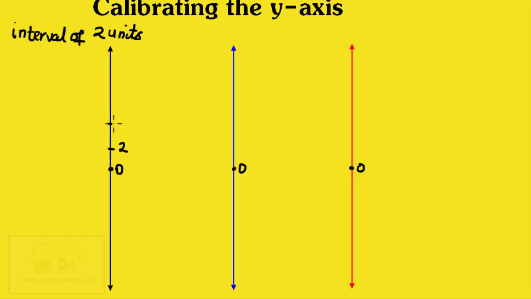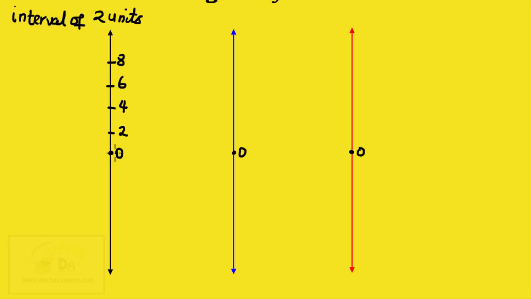As we move from bottom to top, we're increasing the values by 2 units. So the next point is going to have a value of 4, because 2 plus 2 is 4. 4 plus 2 is 6. 6 plus 2 is 8. As we go downwards, the values decrease. So 0 minus 2, because we're going down. Minus 2 minus 2, minus 4. Minus 4 minus 2 is minus 6. So this is a y-axis that has been calibrated with an interval of 2 units.